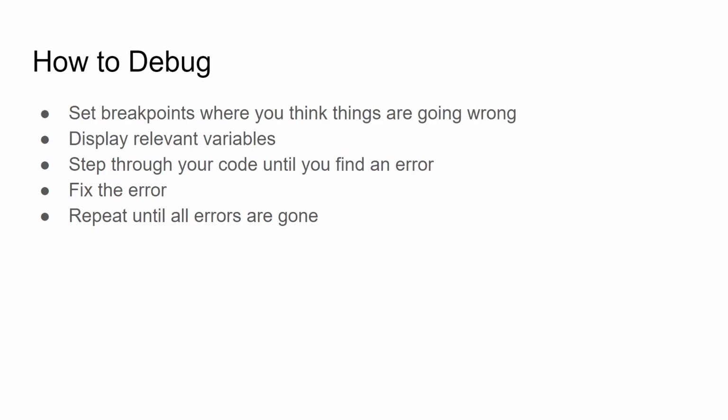So debugging is quite a simple process. You set breakpoints where you think things are going to go wrong. Display the relevant variables in your program. Step through your code until you find an error. Fix that error, and then repeat until all the errors are gone.